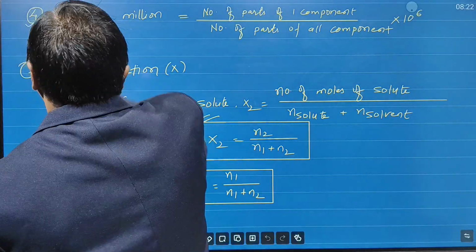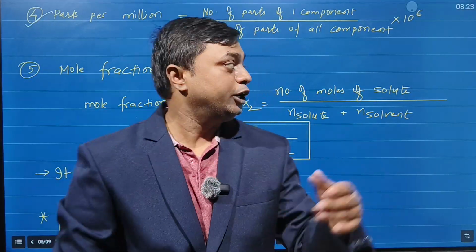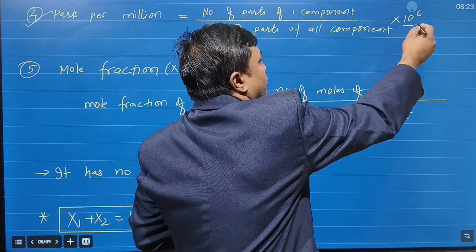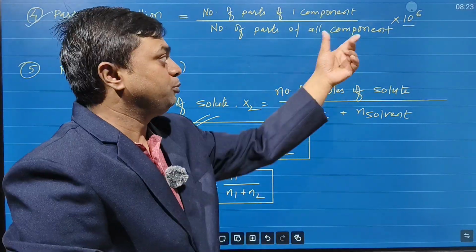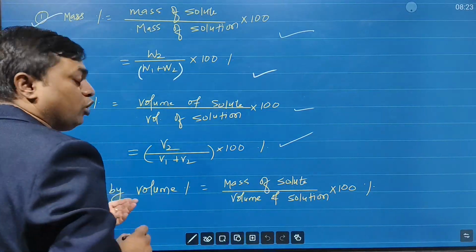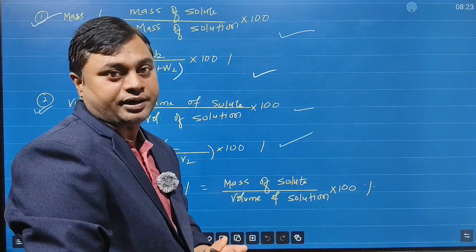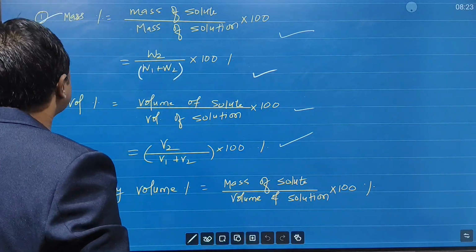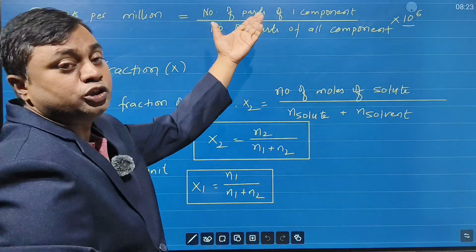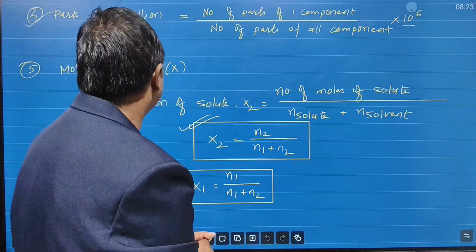So parts per million is there. Number of parts of one component by number of parts of all the components into million, which means what? 10 to the power 6. 1 million means 10 lakhs. So 10 to the power 6 we have to multiply. Okay, here we also have mass by volume percentage, which is nothing but mass of solute by volume of solution into 100. And parts per million is what? Number of parts of one component by number of parts of all the components into 10 to the power 6.